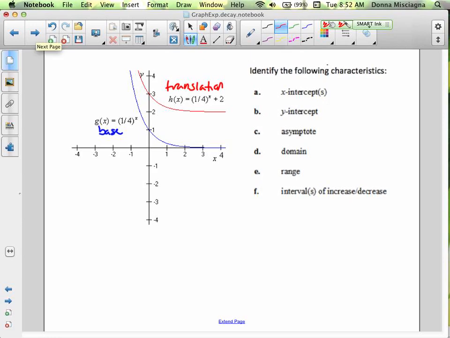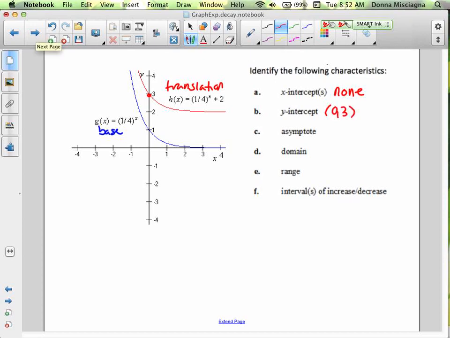No, there's none. Colleen says none. There's none. Y-intercept, blue 5. Green 4, no, red 5. Harold, what's the y-intercept? It's (0, 3). Yep, right there.